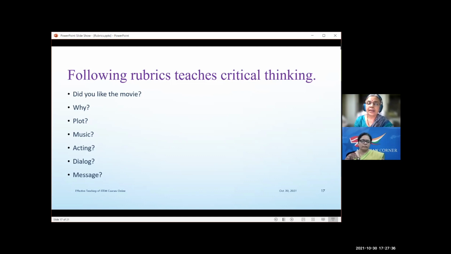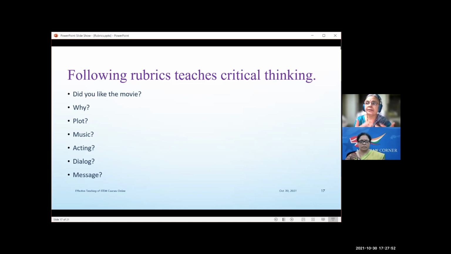So now in their minds, they start thinking about it. It's not just, yeah, this is great, or no, this isn't great, but they're actually thinking, the plot wasn't that good, but the acting was awesome, or the music wasn't so good, but the dialogues were very good, whatever it is, right?